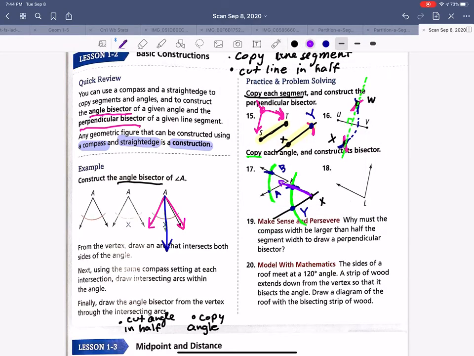And so let's see what I've done here. I've copied this angle to this angle. So I'm going to call that Z. Those two angles look pretty close. Now let's do a bisector.